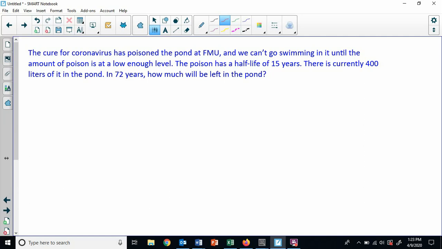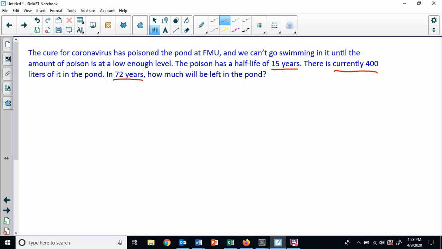Okay, so we made the cure for the coronavirus, but now whatever that material was, it's poisoned the pond at Francis Marion, and we can't go swimming in it. Not that any of us swim in it to begin with, but we need to wait for the poison to get to a low enough amount. So the poison has a half-life of 15 years. So every 15 years, the amount of poison halves. There are currently 400 liters of poison in the pond. So that's how much we're currently sitting at. And we want to know in 72 years how much will be left in the pond.